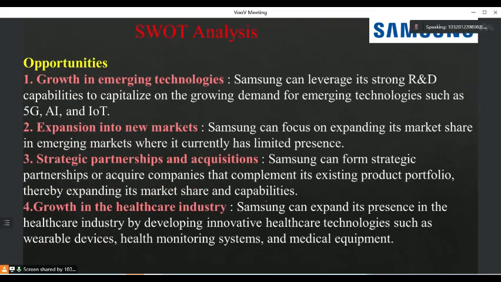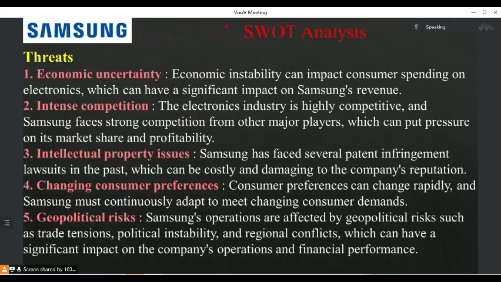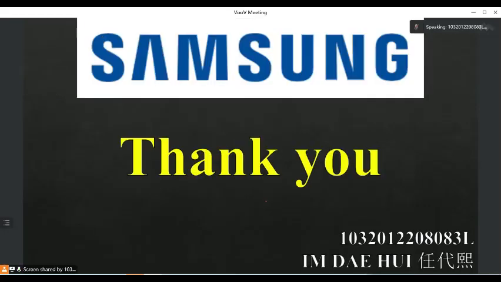Opportunity: growth in emerging technique, expansion into new market, strategic partnership and acquisition, increased focus on sustainability, growth in the healthcare industry. Threat: economic uncertainty, intense competition, intellectual property issue, changing consumer preference, geopolitical risk. Okay, thank you.